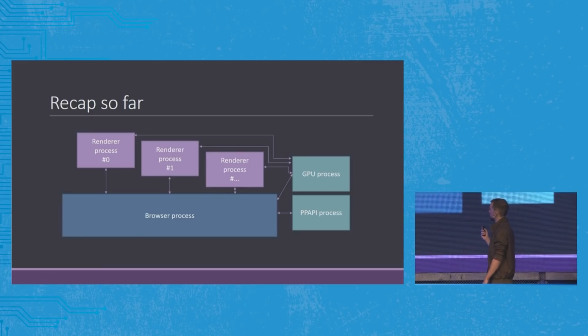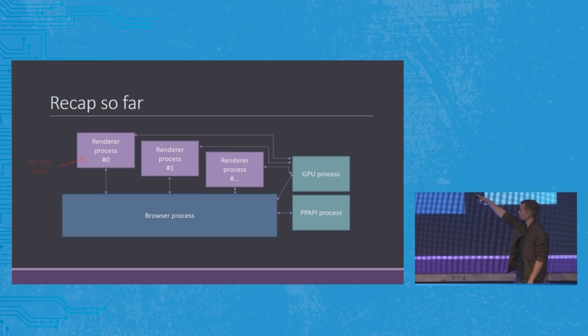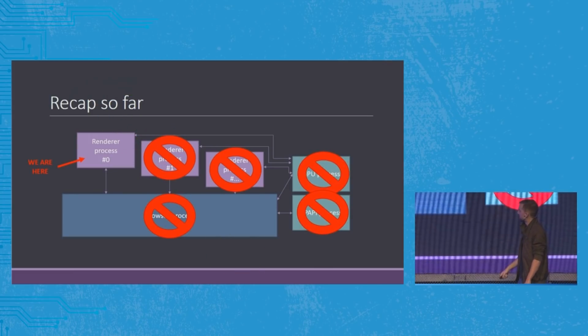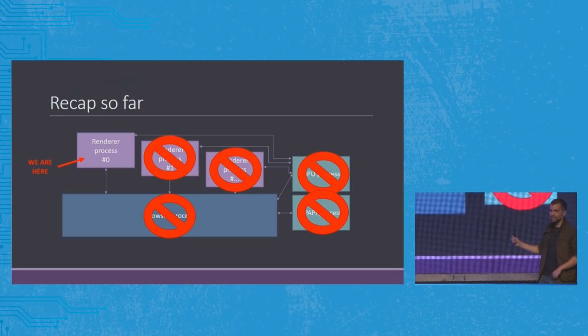And so at this point, where we are, this was the sandbox model. I have access to one of the renderer processes, and well, that's it. At this point, I'm kind of stuck. It's like, yeah, I can execute code.